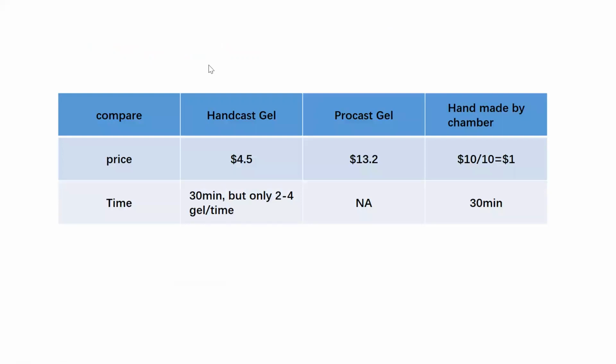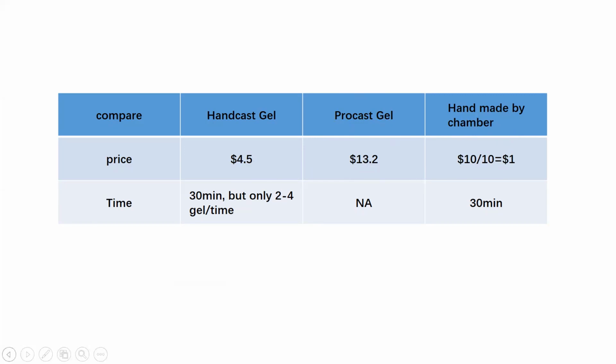But lastly, I want to compare the 3 kinds of gel, and the first is about the price, and I guess everyone cares about this. First is the hand cast gel. You buy the kit from the company, and we calculate that 1 piece of gel will cost $4.5. Another is a precast gel. It is easy to use, and it will also cost you more. That is $13.2 for 1 piece of gel. For us, we have the handmade gel by the chamber, and we only cost $1 for 1 piece of gel.